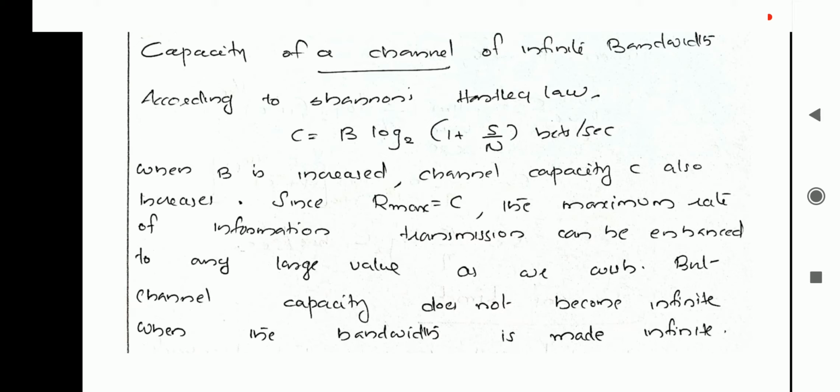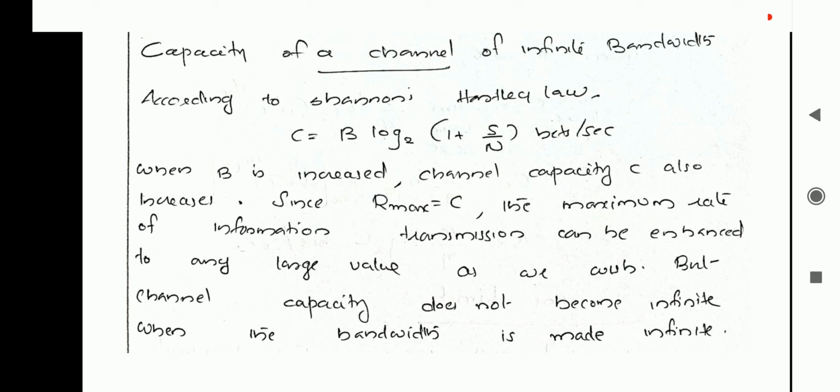So we can say that there is a limit if we are making the bandwidth infinite. So we can see what is the capacity of a channel of infinite bandwidth. So we already said that according to Shannon's Hartley law, C is equal to B log of 1 plus S by N bits per second. And when B is increased, the channel capacity C also increases, since the maximum rate of transmission is equal to C.